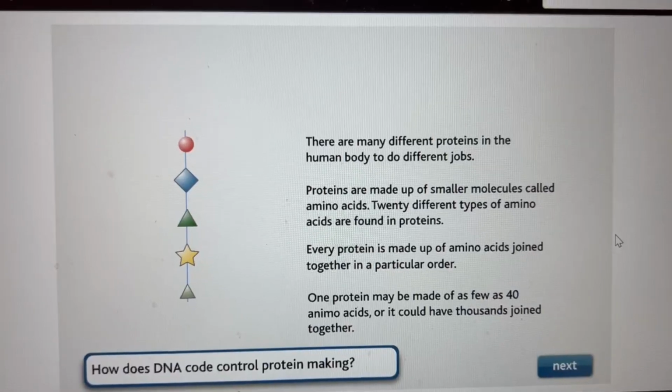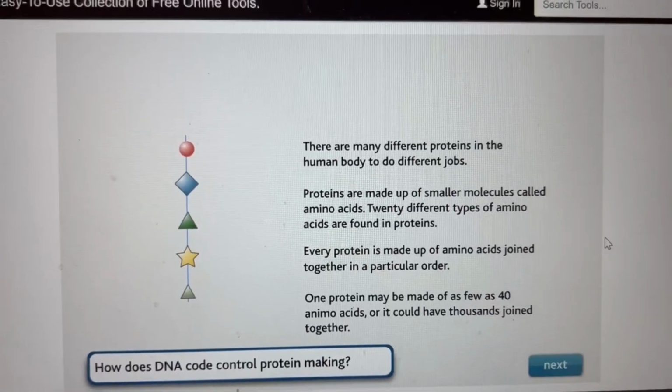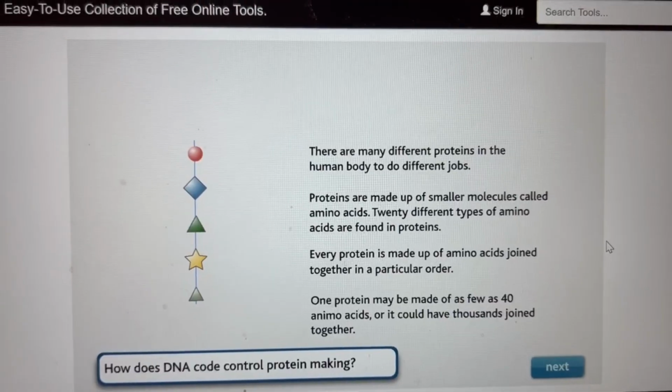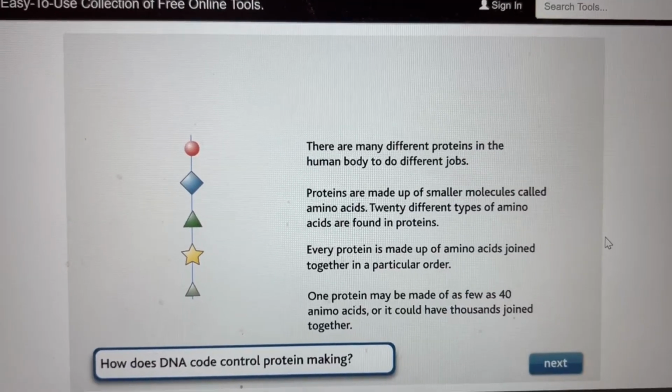Okay, welcome to GCSE protein synthesis. So let's begin. How does DNA code control protein making?